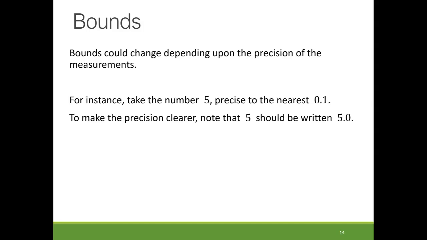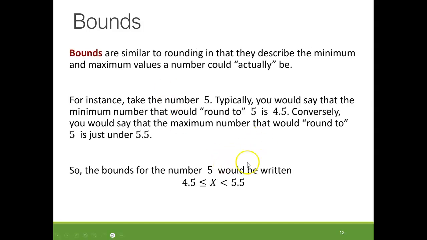Yeah. How come it's less than or equal to 4.5, but it's not? No, it's greater than or equal to 4.5, but it's not. It's equal to on the other side, on the 5. Okay. So if this number is 5.5, it would round up to 6. So it can't include 5.5, right? It has to include the first number less than that.